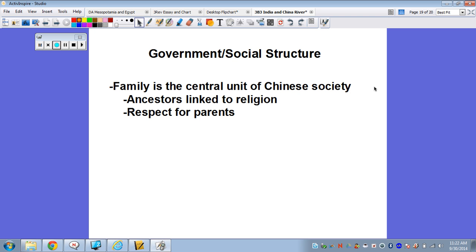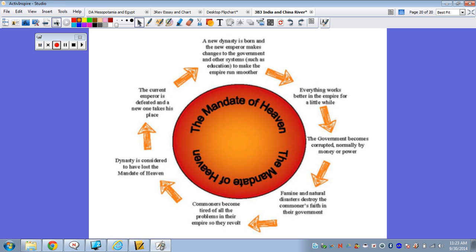So family is going to be a key part of Chinese society. Ancestors are linked to religion. And then we have big time respect for parents. That's a big part of Chinese society. And these are ancient traditions that go way back in Chinese society, and eventually we'll see them in more depth as far as Confucianism and Buddhism go. You'll see the importance of ancestors and respect for parents.